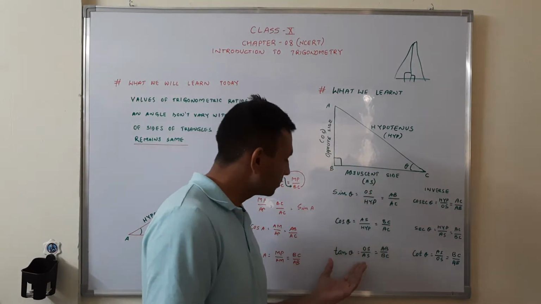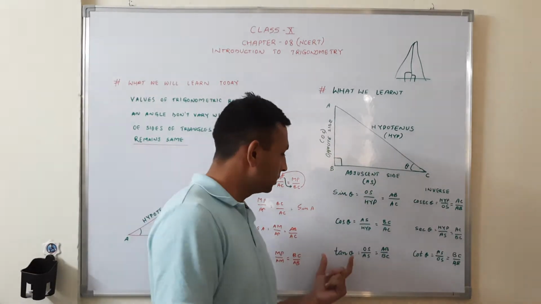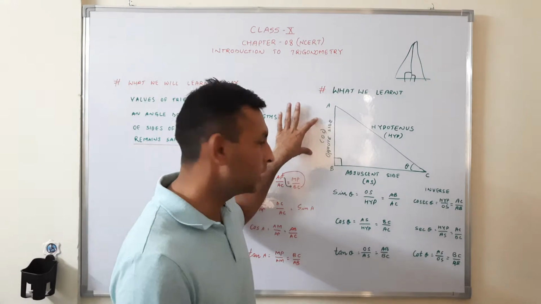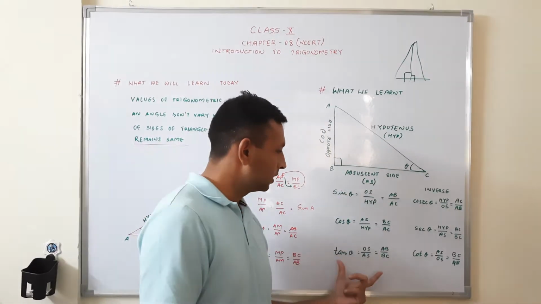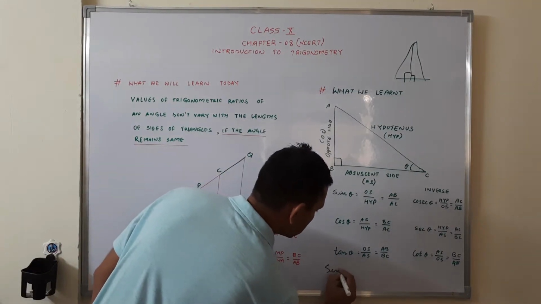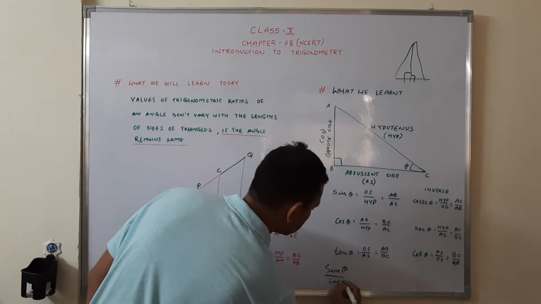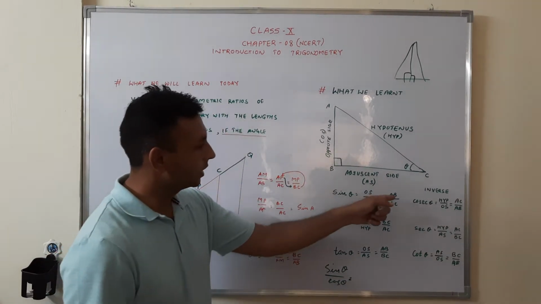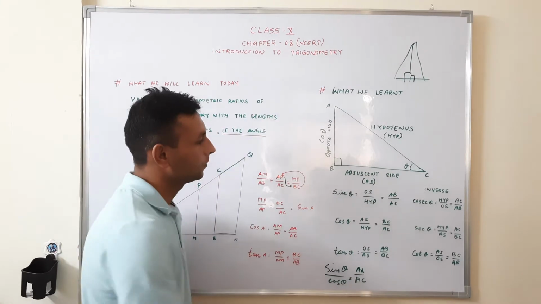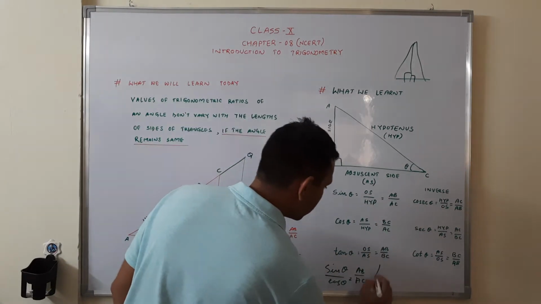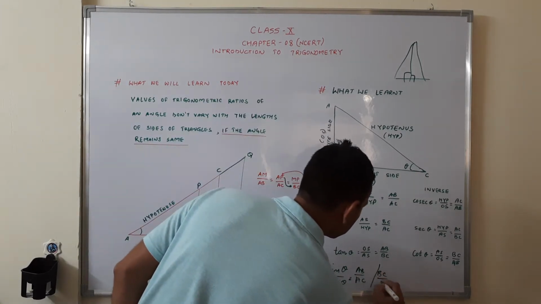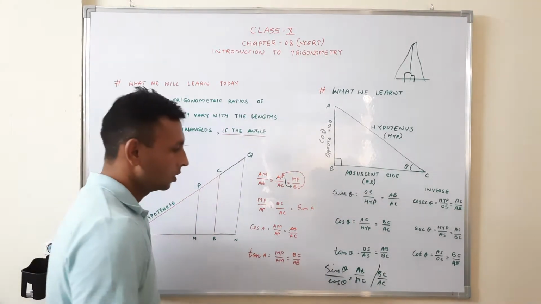Now comes tan theta, the third ratio. With respect to this theta, this is opposite side upon adjacent side. This can also be obtained if I take sin theta upon cos theta. So what is sin theta here? AB upon AC. This AB upon AC is divided by cos theta, which is BC upon AC.